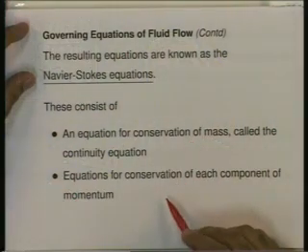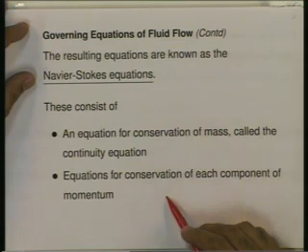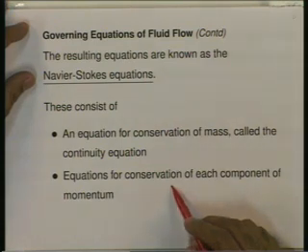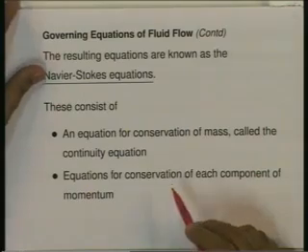In a one-dimensional flow, there will be a single component of momentum which will be significant, and we will have one momentum equation. In the general three-dimensional flow case, there will be three components of momentum, and we will have to write down conservation equations for each of these three components of momentum. So, in the general three-dimensional case, we will have one equation, the continuity equation representing conservation of mass, and three momentum equations, each representing conservation of momentum in the x direction, the y direction, and the z direction.